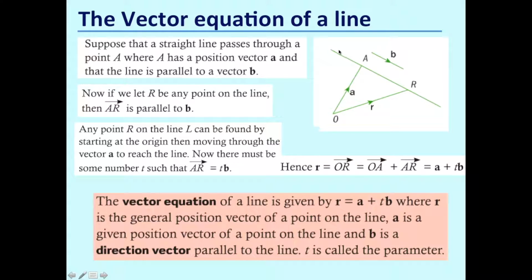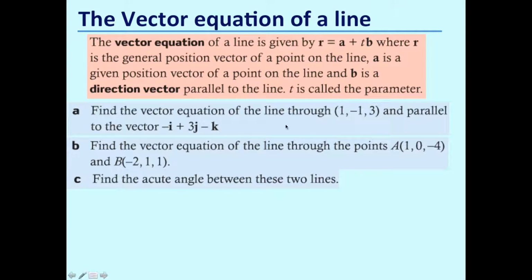Now obviously if it was up here, then this would be negative. But we can simplify that then as vector A plus t, some scalar multiple of vector B. And indeed that could be negative if it was up here. But we call this number here the parameter. So that's the formal definition for the vector equation of a line, given by r equals a plus tb, where t is the parameter.